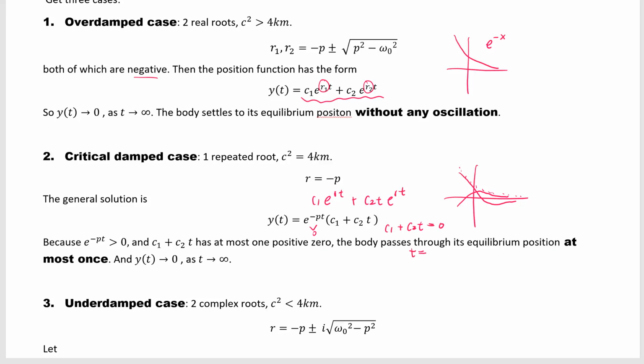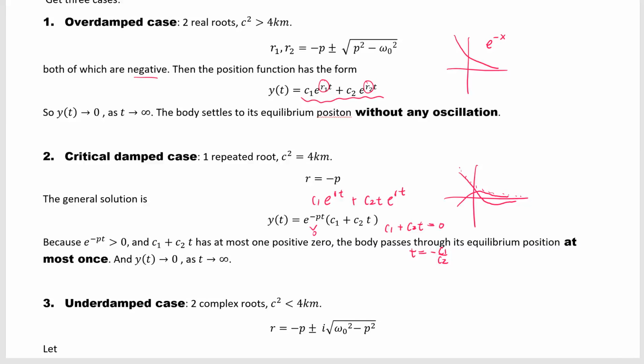Then t is negative c1 over c2. Well, depending on the c1 and c2, if this number is positive, then it crosses once. Okay? So that means the body passes through its equilibrium position at most once.